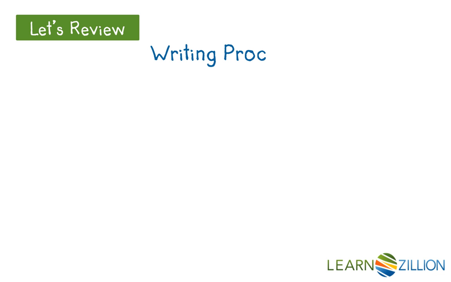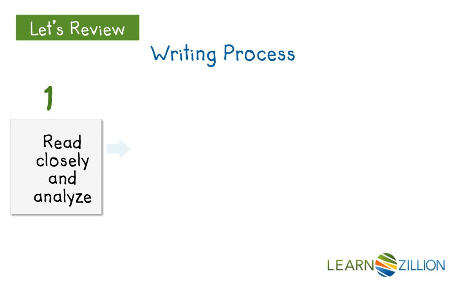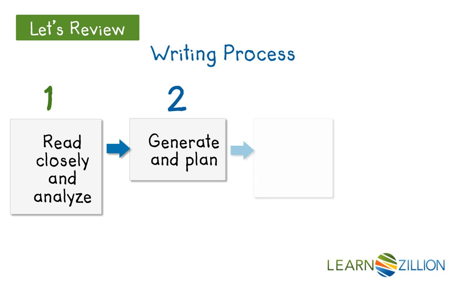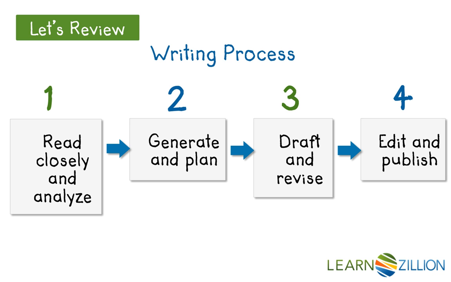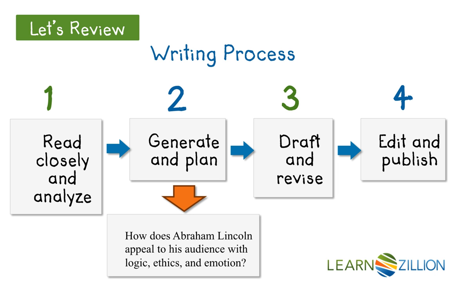Now let's review the writing process for responding to a text. First, read closely and analyze. Second, generate and plan. Third, draft and revise. And fourth, edit and publish. We've already finished steps 1 through 3 for the assignment prompt, How does Abraham Lincoln appeal to his audience with logic, ethics, and emotion? We've also written rough drafts of the introduction and body paragraphs. In this lesson, we will write a draft of the conclusion paragraph.